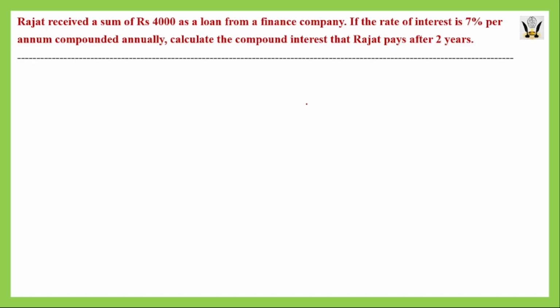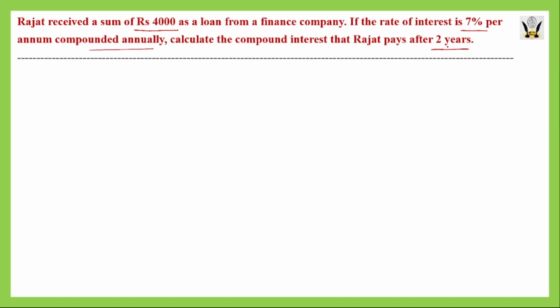a finance company. If the rate of interest is 7% per annum, compounded annually, calculate the compound interest that Rajat pays after 2 years. So the information given is the principal amount, which is rupees 4,000, that Rajat receives from the finance company as a loan. So this is the amount. Then the rate of interest, which is 7% per annum. And also the information given is that the interest is compounded annually. And also the time period, which is 2 years, the total interest paid by Rajat after that time period.